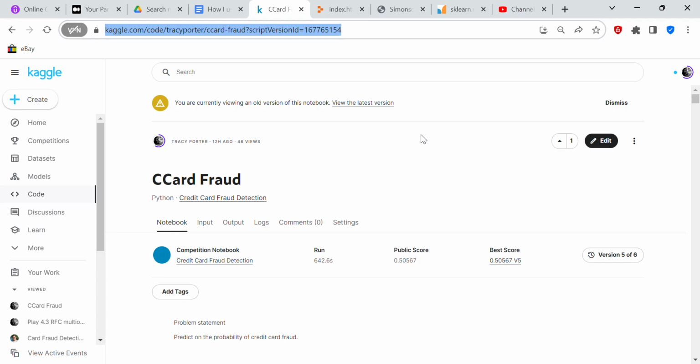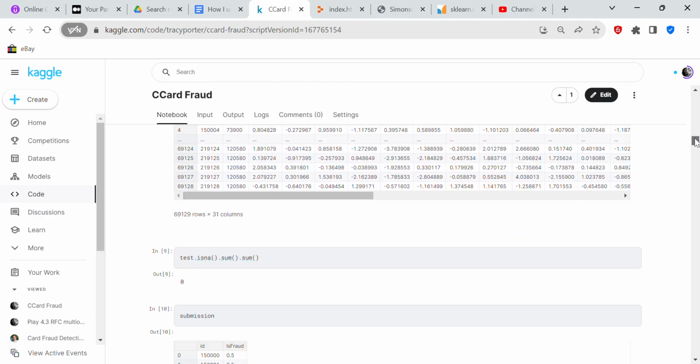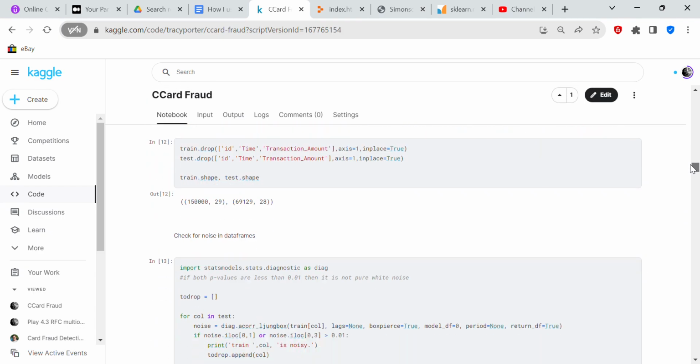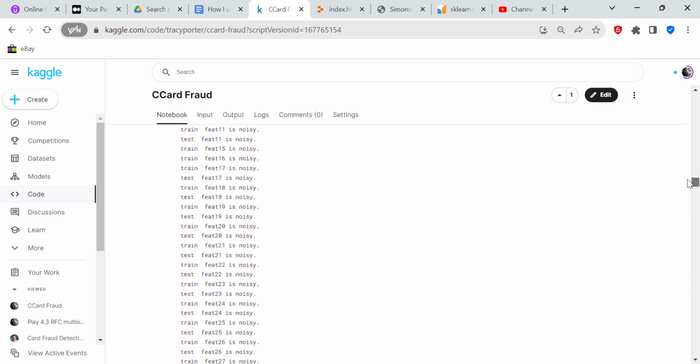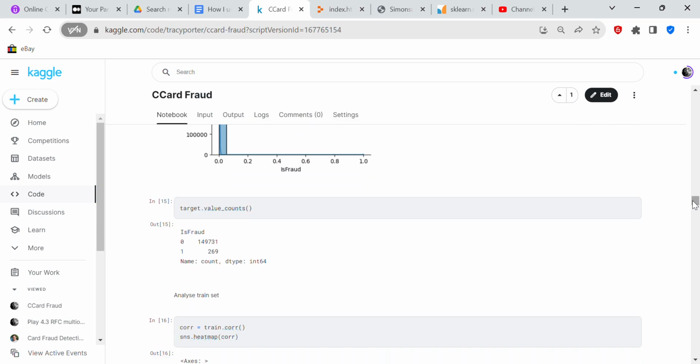this had a highly imbalanced data set. It had lots and lots of zeros and hardly any ones. So you can see it in here. Lots and lots of zeros and hardly any ones. And when I did a value count, you had only 269 ones. So you had a lot of zeros and very few ones.